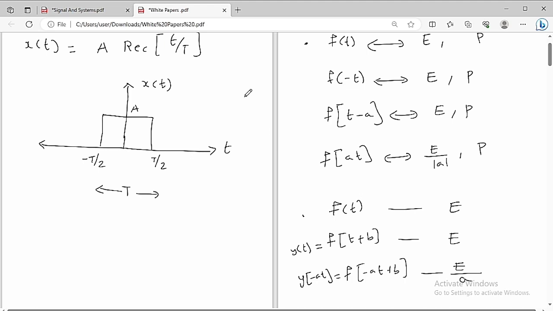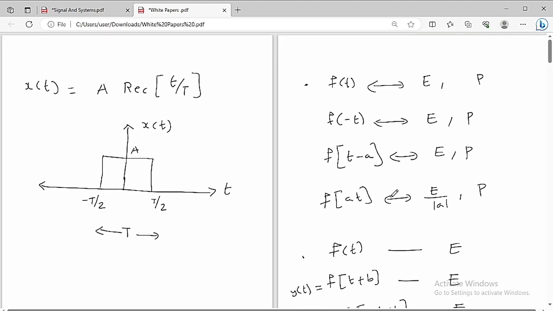So this is the thing you have to keep in your mind. If y of t has the energy E, then y of minus at is the same as A equal to minus A, so E by mod of minus A, and mod of minus A is equal to plus A again. So E by A you are going to get. So if f of t has the energy E, then f of minus at plus b has a signal energy which is E by A. So always you have to remember only these things.